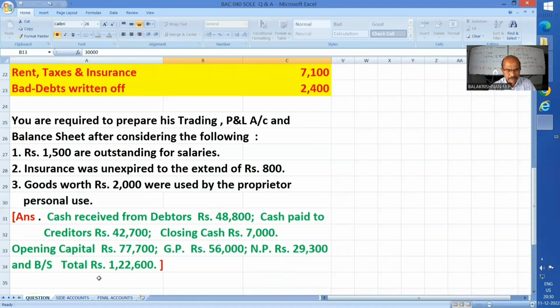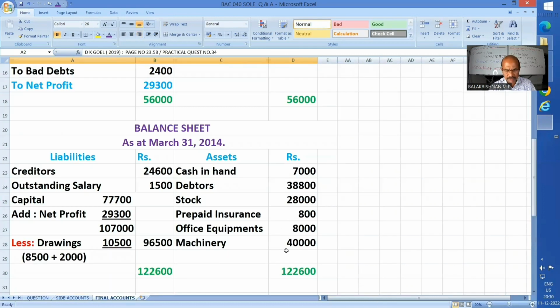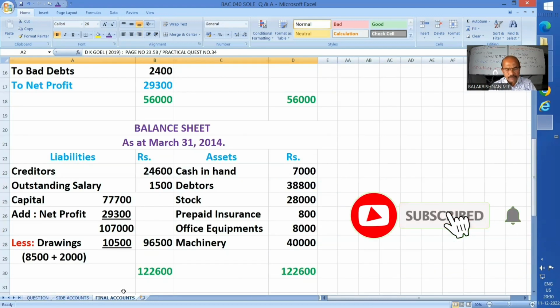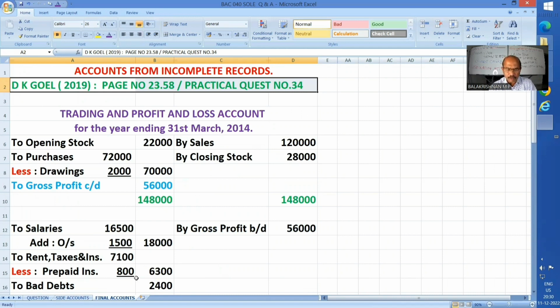And other fixed assets. What have been the fixed assets? 8,000 and 40,000. They have not mentioned any depreciation, nothing like that. So as it is, I am showing the figures here. Totaling both the sides, we get 1,22,600 each. Let's check the answer hints. 1,22,600. So that's all, right? This is the first sum I have done for you as far as the conversion method is concerned. It can be much more complicated. Gradually, tougher and tougher ones we will take up.